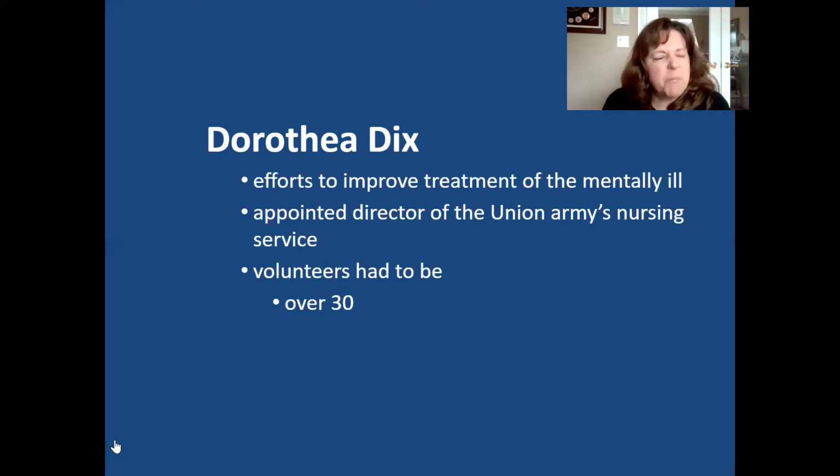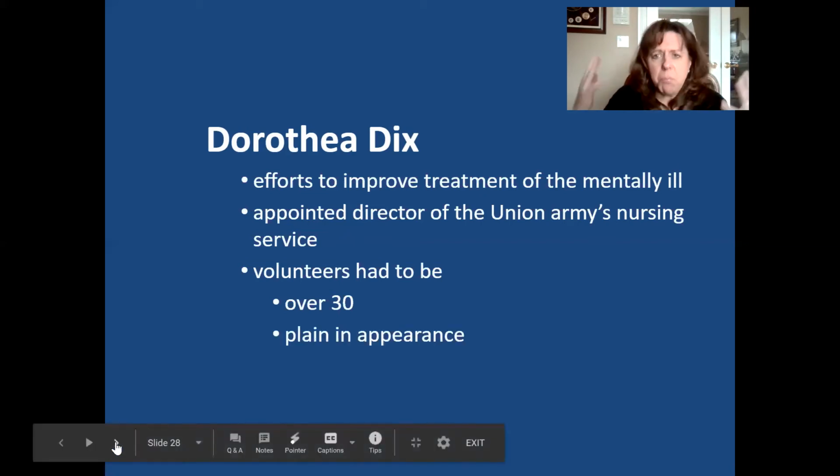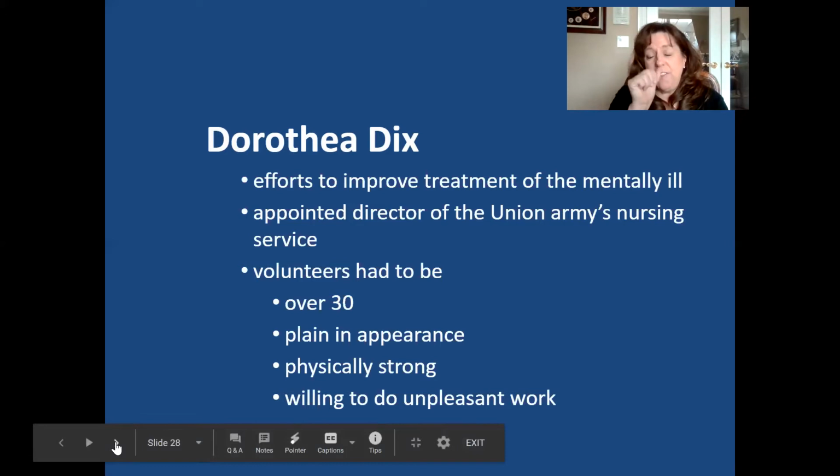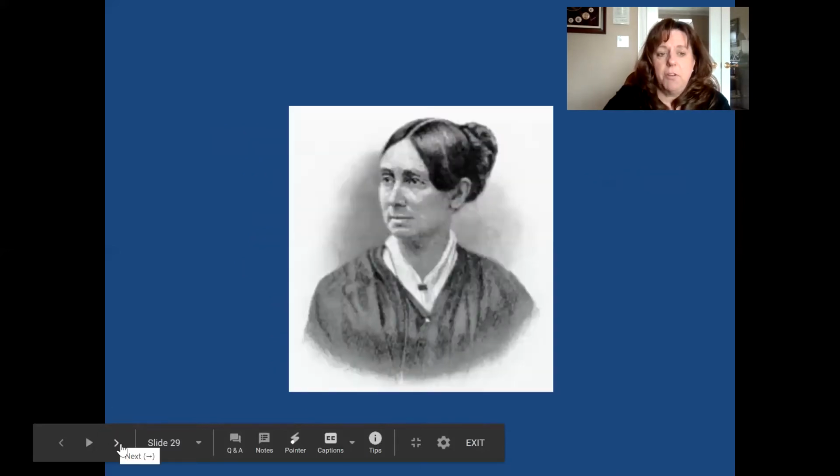She said, well, first of all, we want all of our volunteers to be sturdy. We need them to be over 30 years old. We want our volunteers to be plain in appearance. You can't be too pretty of a volunteer. And you have to be physically strong and willing, she said, to do unpleasant work. Being a nurse in the middle of a war could be very, very unpleasant. It could be very messy and traumatizing. And so she made sure that her volunteers were strong and could do that unpleasant work. There's a picture of her.